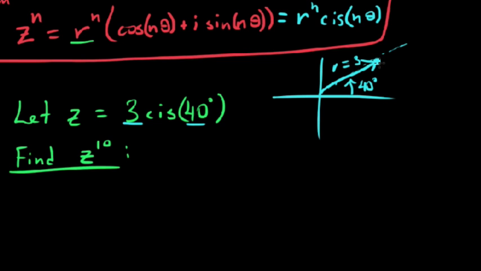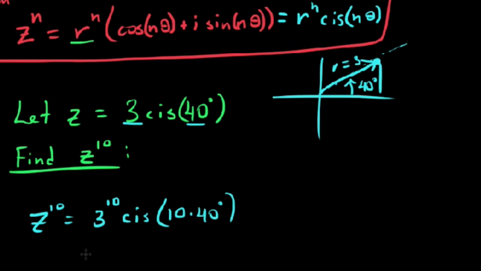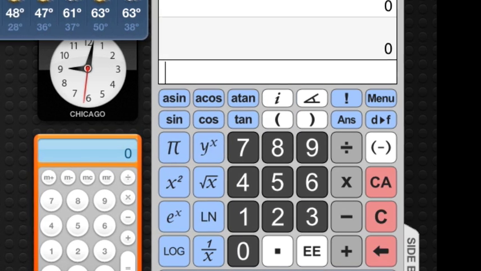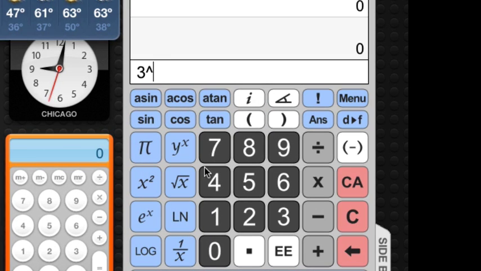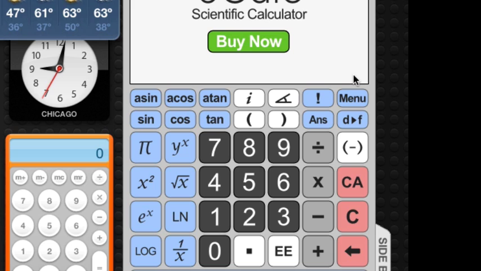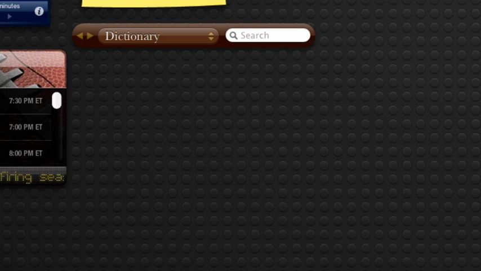So anyways, that being said, let's go ahead and use DeMoivre's theorem to find this number raised to the 10th power. So according to this theorem, we'd say z to the 10th power would be equal to our modulus to the 10th power. So we say 3 to the 10th. Let me go ahead and rewrite that there: 3 to the 10th times cosine plus i sine of 10, which is our n, times 40 degrees. So simply put, we get 3 to the 10th, which we can go find on a calculator here. 3 to the power of 10 is 59049.